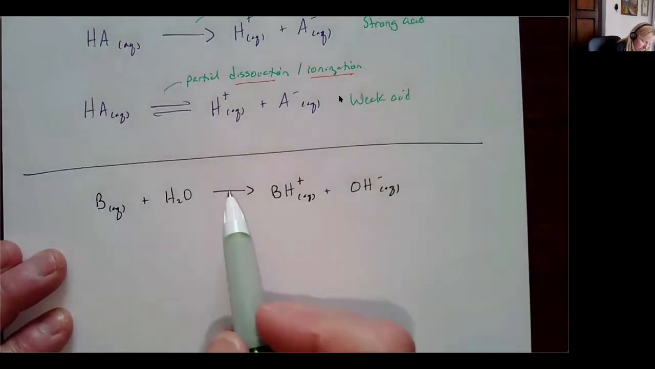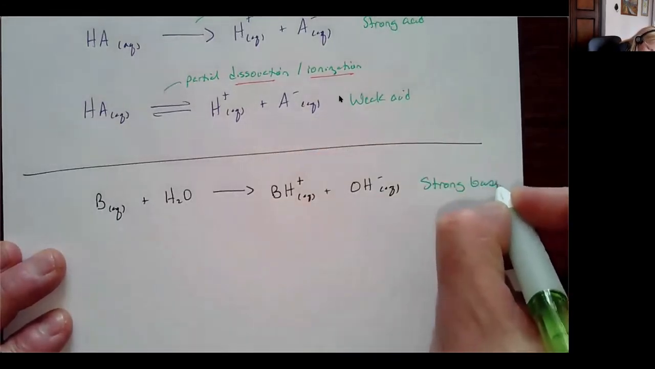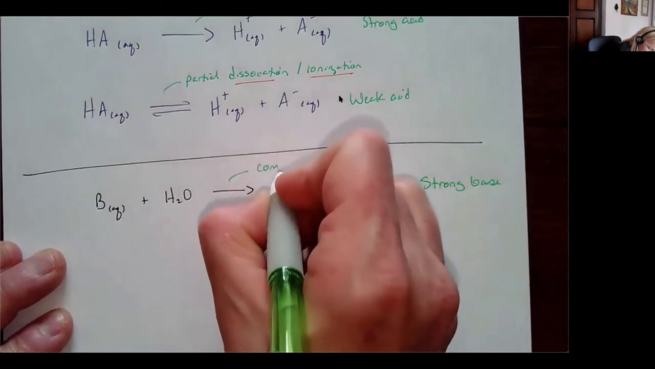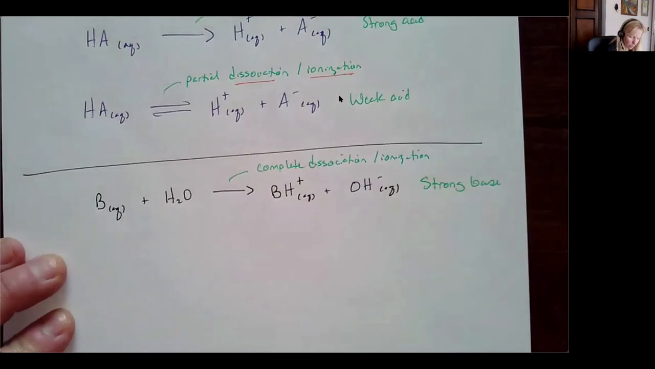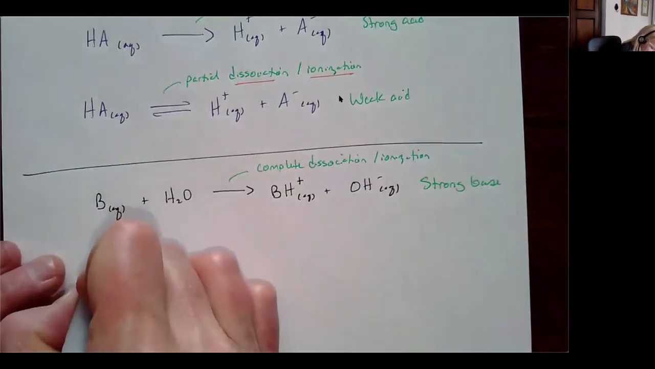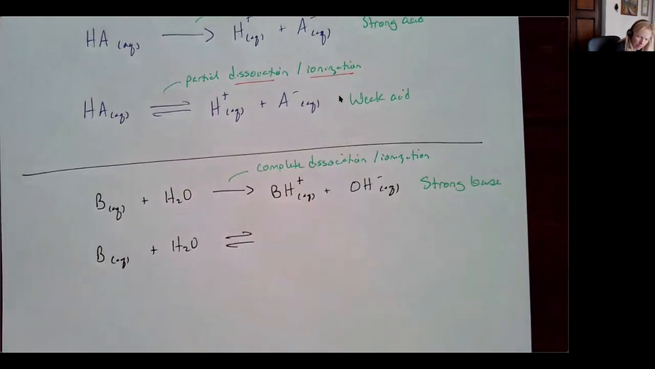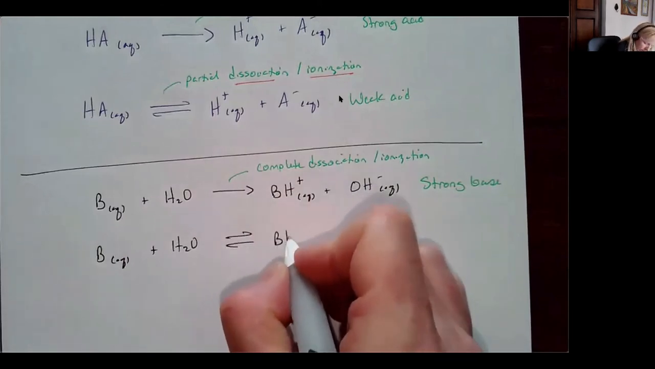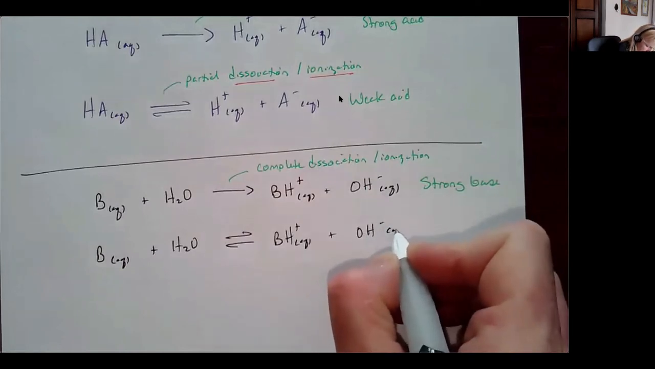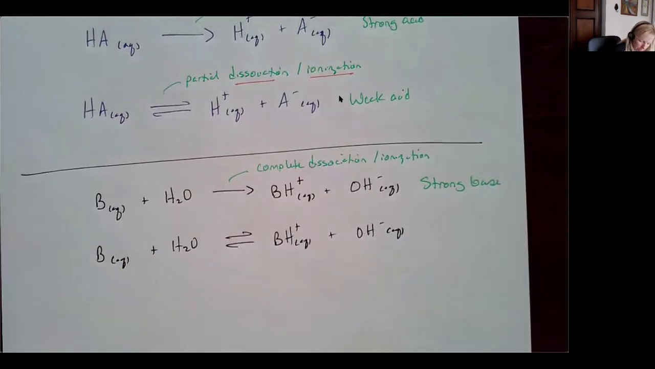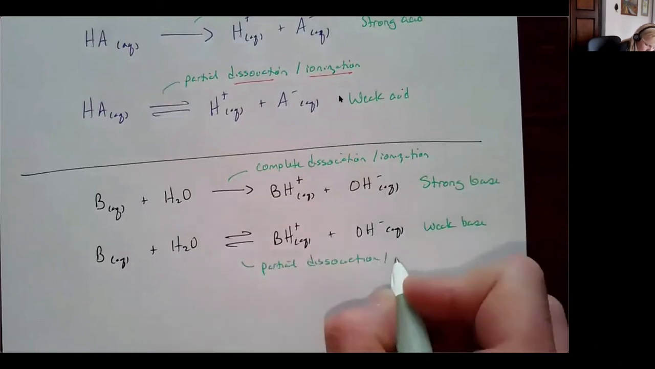This single arrow here denotes that I have a strong base, because I have complete dissociation, or you guessed it, ionization. Now I can have a weak base, and it looks the same, but my only difference is I have that double arrow. So now I have BH plus OH minus, and this is going to be my weak base. And this is partial dissociation or ionization.